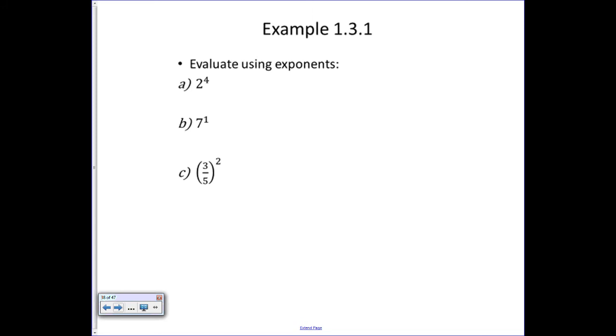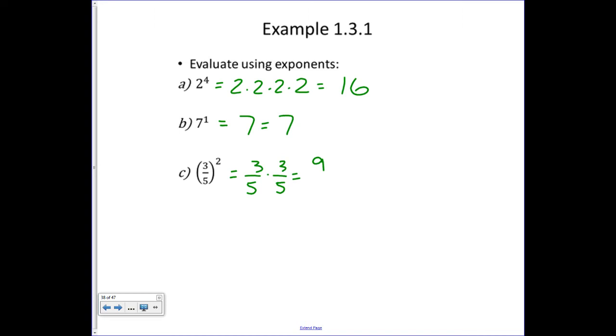So let's practice this just a little bit. 2 to the fourth power is going to be 2 times 2 times 2 times 2, which if we multiply that, it's just going to be 16. 7 to the first power, well, that's just 7 times itself once, and so that's just 7. And then finally, 3 fifths squared, that's 3 fifths times 3 fifths. 3 times 3 is 9, 5 times 5 is 25.